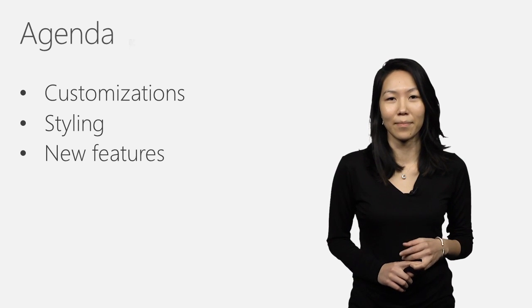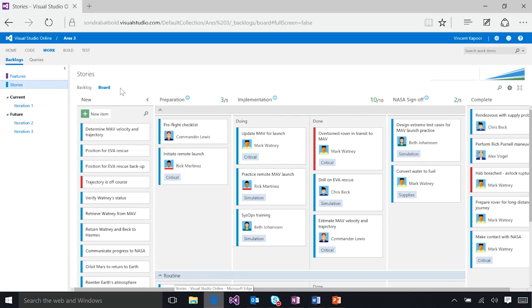Let's get started. At its core, the Kanban board is a visual representation for your work as it flows from left to right, or from new to complete. However, as you probably noticed, this board is slightly more advanced than the default board teams start out with. Let's talk about those differences in full screen.